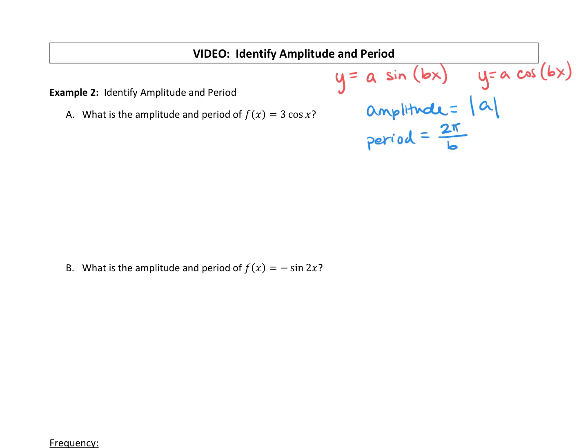All right, so part A, what is the amplitude and period of the function f of x equals 3 times the cosine of x? So first thing we're going to do is identify the a and the b value. Our a value is the number multiplied out in front of cosine of x, so our a value is 3. And our b value is any number that might be multiplied directly with the x, which in this case is just a 1. So knowing the a and the b gets us the amplitude and period.